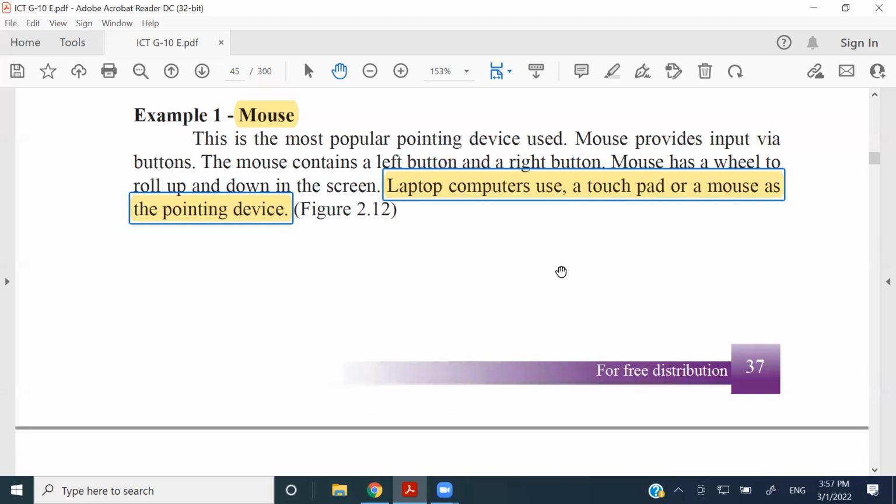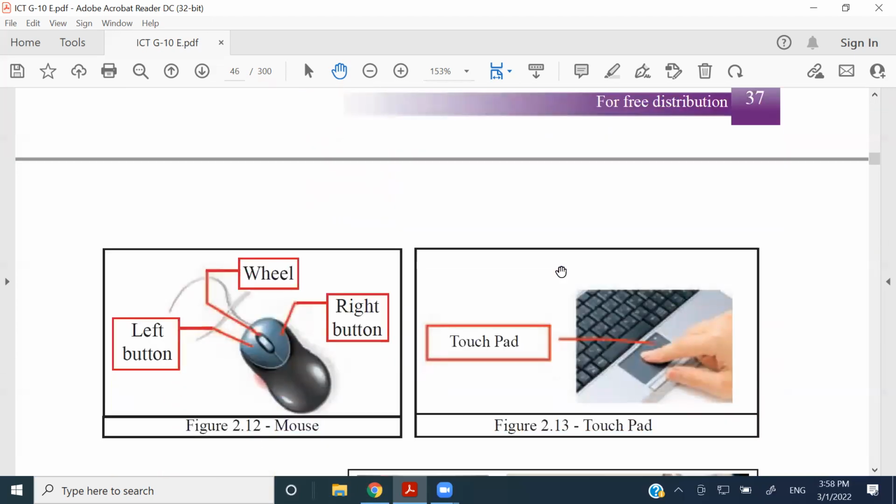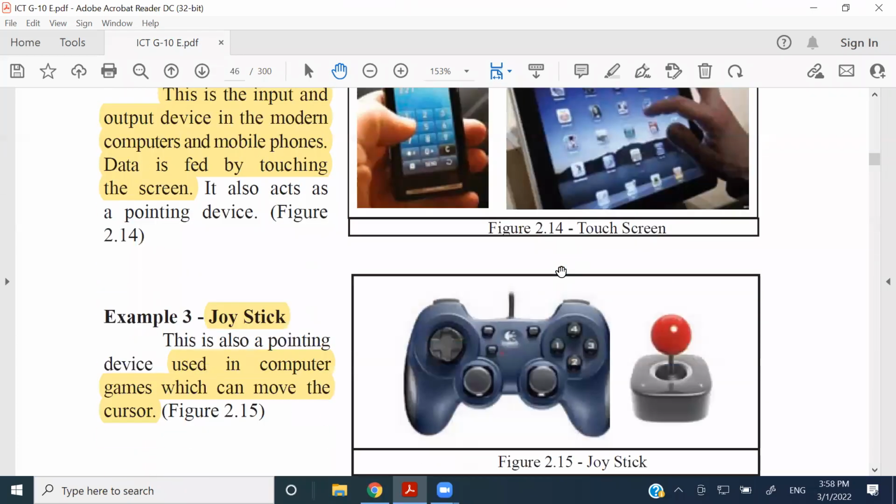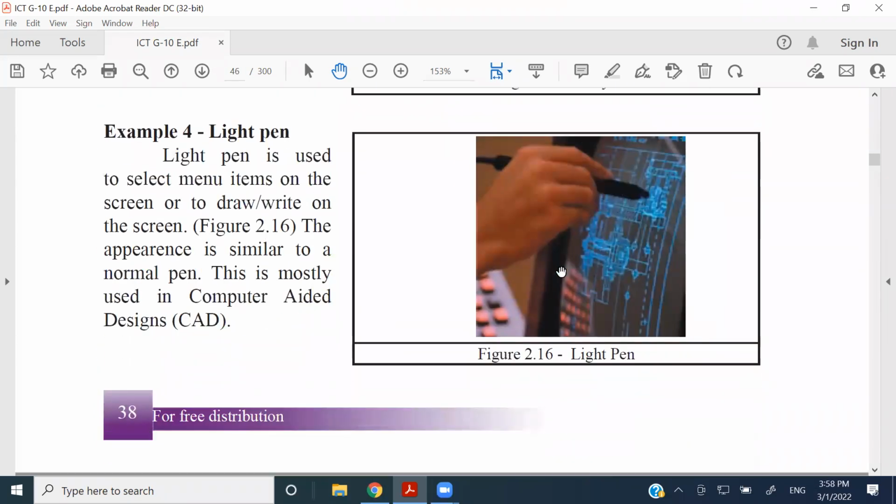All right. So moving forward, light pen. We are still under the pointing devices. Varsha, it is under the mouse. So now we continue with the fourth item under the pointing device, light pen.